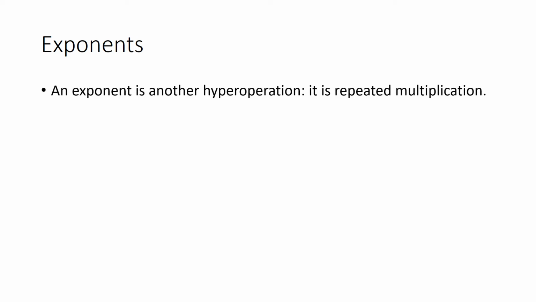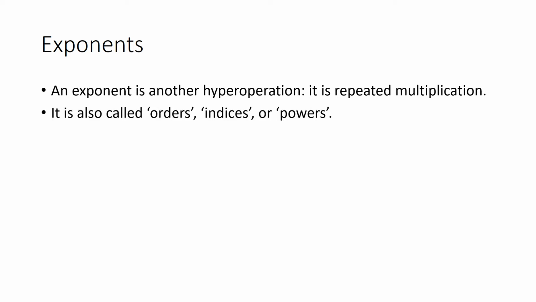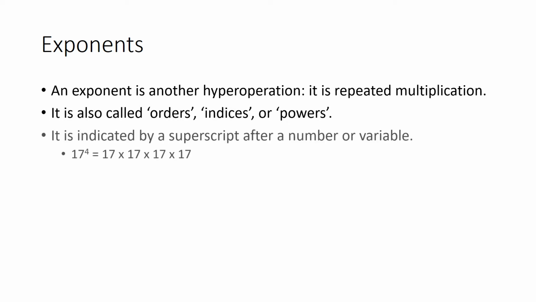So what is an exponent? An exponent is just another hyperoperation. In this case, we repeat multiplication. Exponents are also called orders, indices, or powers. It's indicated by a superscript after a number or variable. So, for example, 17 to the power 4, that's how we'd pronounce that. 17 to the power 4 tells you essentially that we do a multiplication with 4 17s in it. So 17 times 17 times 17 times 17.